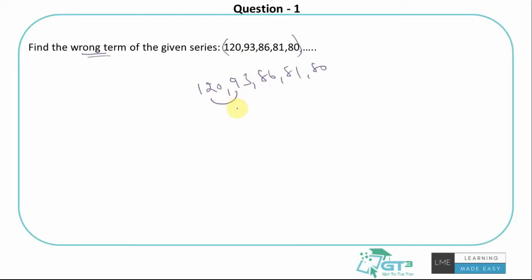What is the difference between 120 and 93? I see 27. 93 and 86 is 7. This is 5 and this is 1. So I'm not seeing much of a pattern, right? Even if I go a level below, it's 4, this is 2 and this is 20. I'm not seeing any consistent thing here as well. So there is one of the terms that is basically disturbing this.